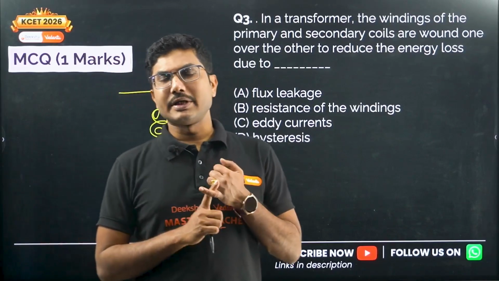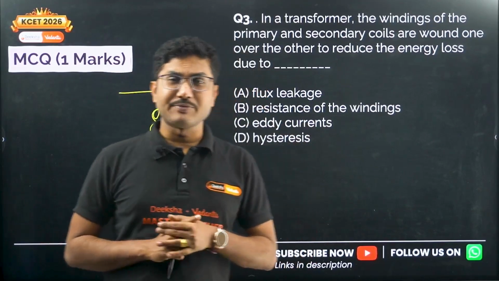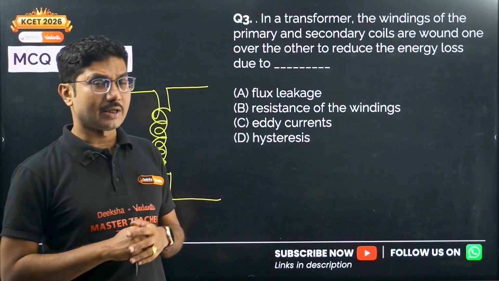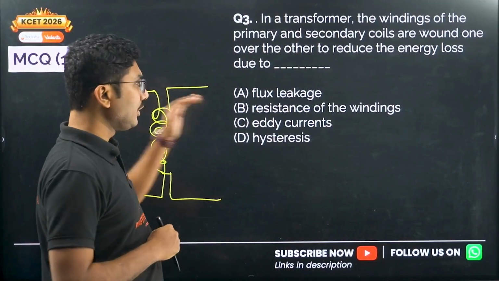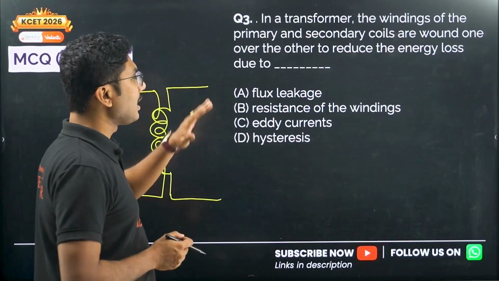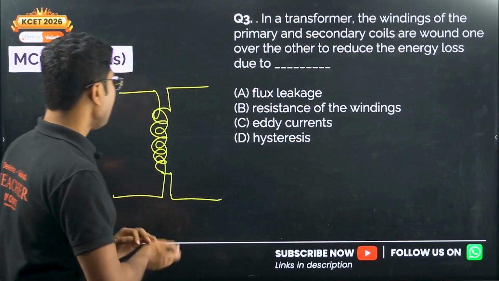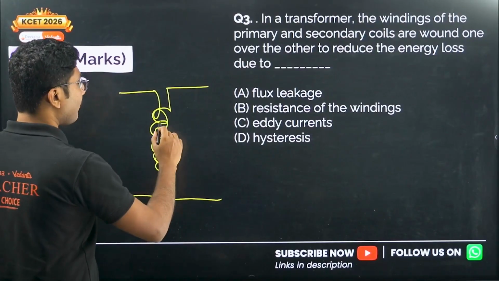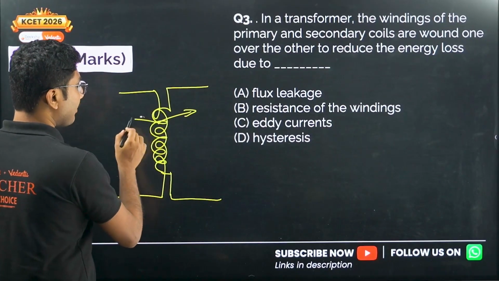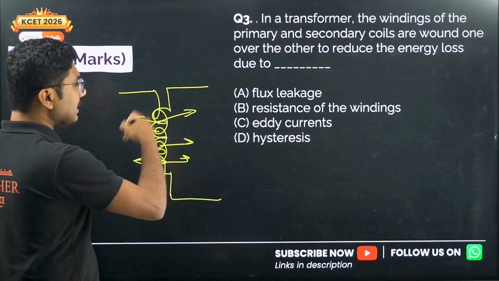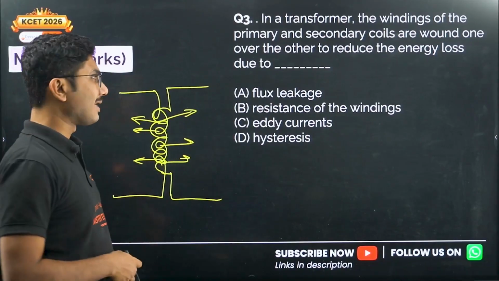So for power loss in a transformer, there are 3-4 different types of power loss and ways to prevent it. Based on that, we have seen some MCQs coming in your question bank as well as in your previous year paper, so be prepared for such questions. When one coil is wound over another, the flux that comes out of the primary goes completely through the secondary. That's why it is done, to reduce the flux leakage.